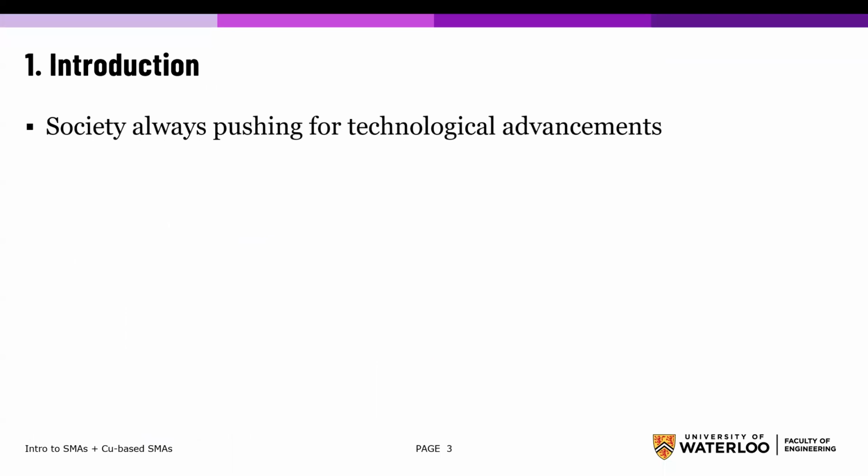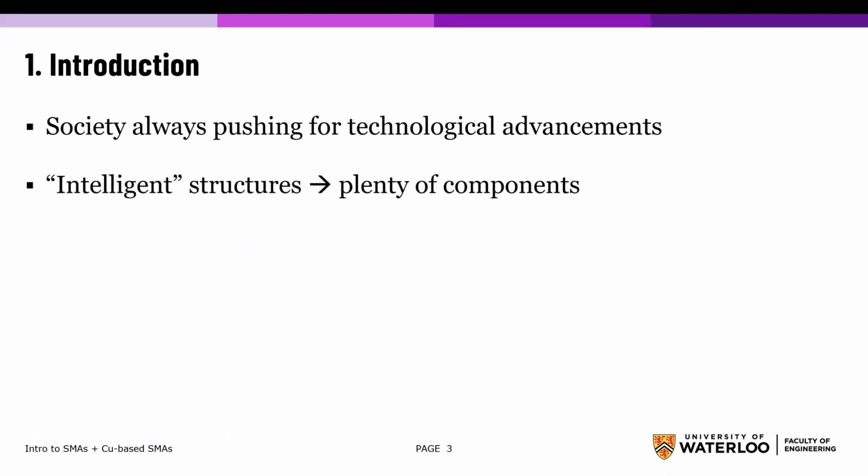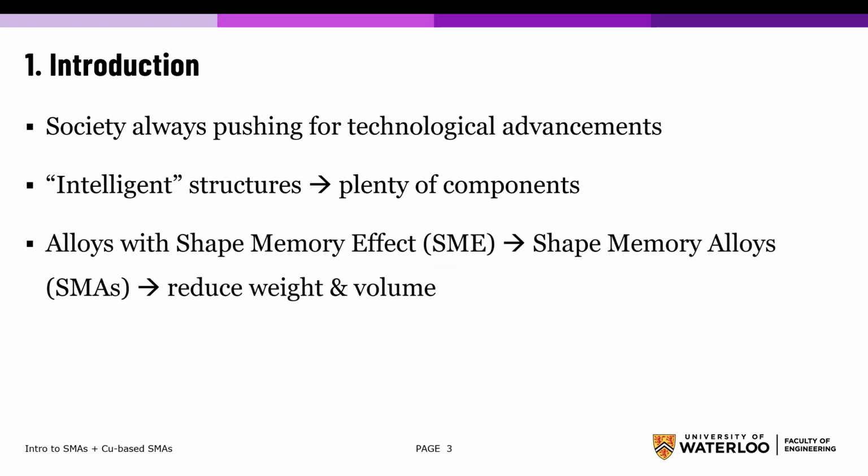So, as we all know, society is always pushing to find new ways to advance technologically. More specifically, there's been a recent increase in the need for intelligent structures. What I mean by this is smart systems with adaptive and intelligent functions and features, and that requires a lot of components such as sensors, actuators, and microcontrollers, which increase both the weight and the volume of those intelligent structures. So there are some alloys with a special shape memory effect that can positively contribute to the design of those structures, and these alloys are called shape memory alloys.